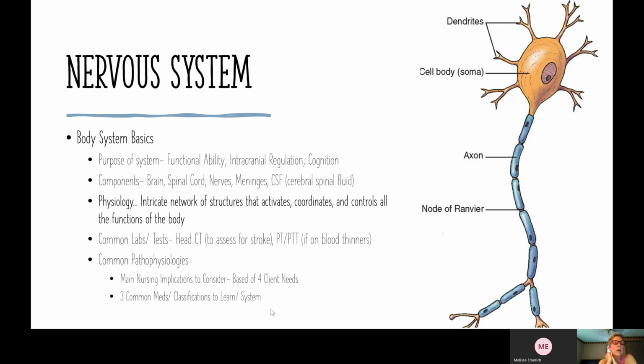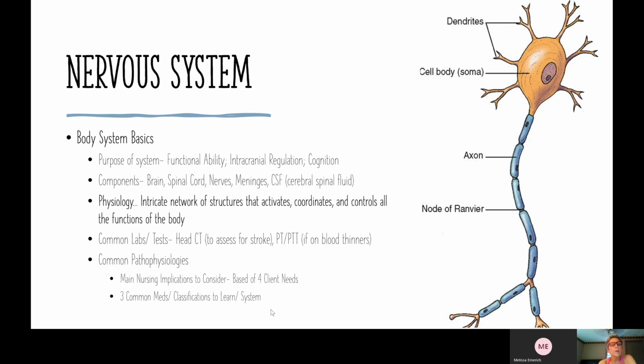So from the basis of just trying to understand the nervous system, we'll take it back to the very beginning with looking at the body system basics. So what is the purpose of the nervous system? It is to make the body have functional ability. It's not just to regulate the system, but to regulate the system and to be able to move the body in the process as well, to send the signals out, and to also have cognition and to think and to be able to ponder meaningful things in life.